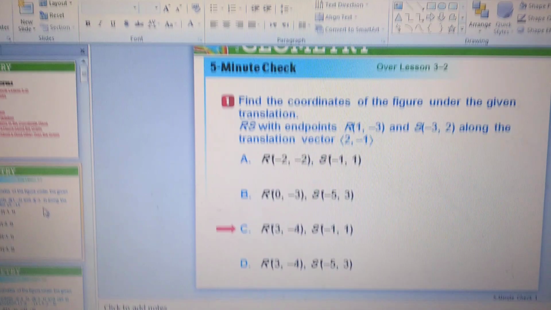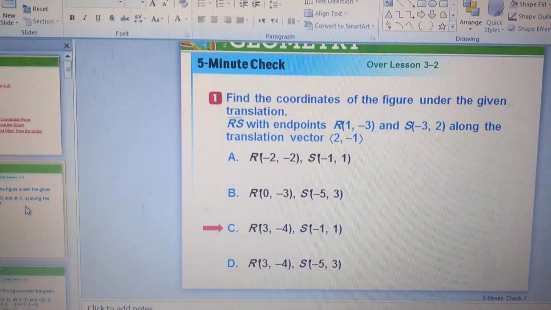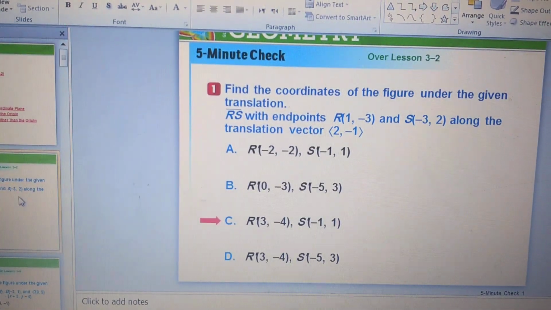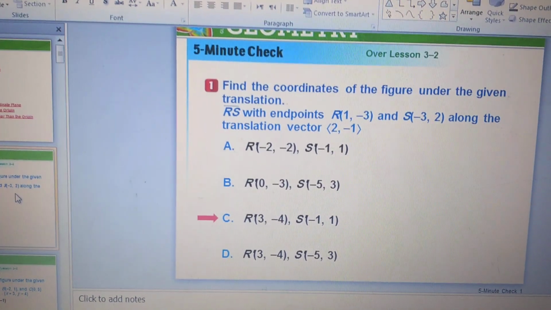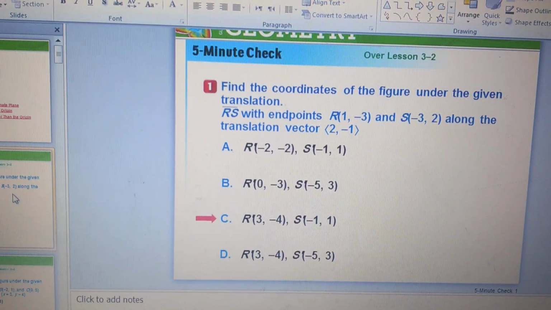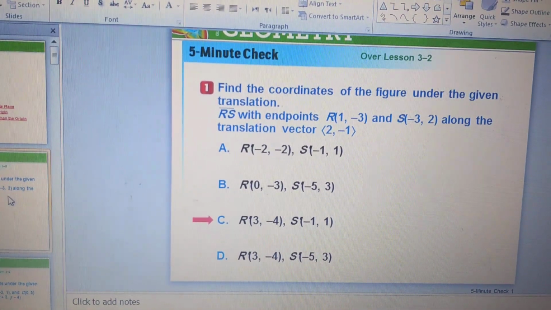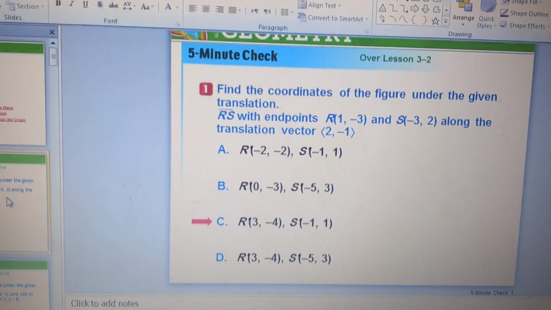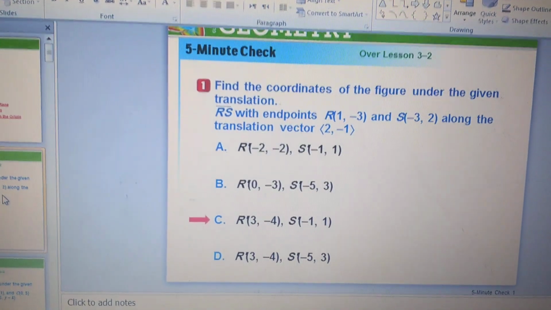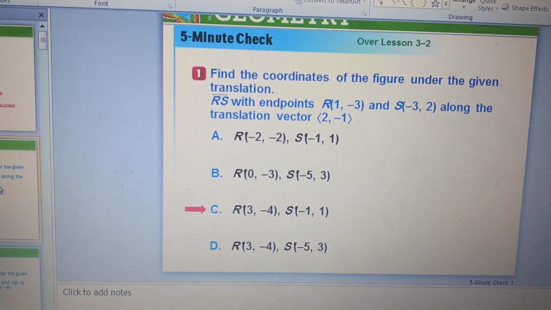In this slide, you can notice that he wants me to find the coordinates of the figure under the given translation. RS with endpoints R (1, -3) and S (-3, 2) along the translation vector (2, -1). Of course, here we must add 2 to the x coordinate and subtract 1 from the y coordinate. As you can see here, the answer will be R' (3, -4) and S' (-1, 1).